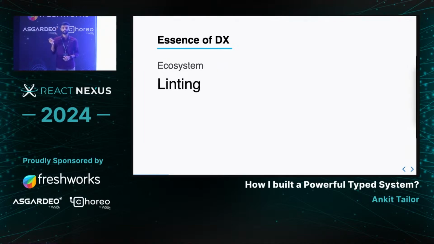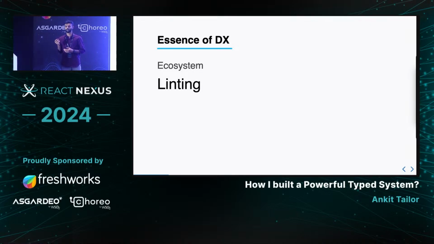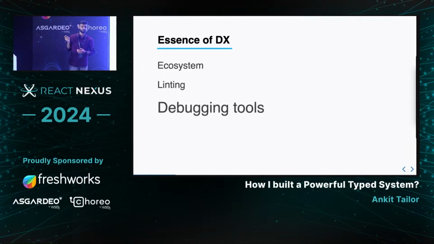Then comes linting. Linting helps you organize your code and make it consistent throughout your organization, and it involves a lot of factors. The first one is Prettier, obviously, so your code is prettified. Then come variable naming conventions. Everyone can write variable names at their own convenience, and that's not the correct thing. You should maintain consistency throughout the organization. So linting is a must.